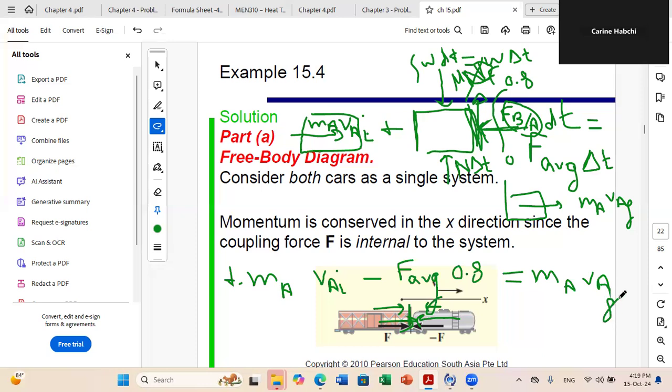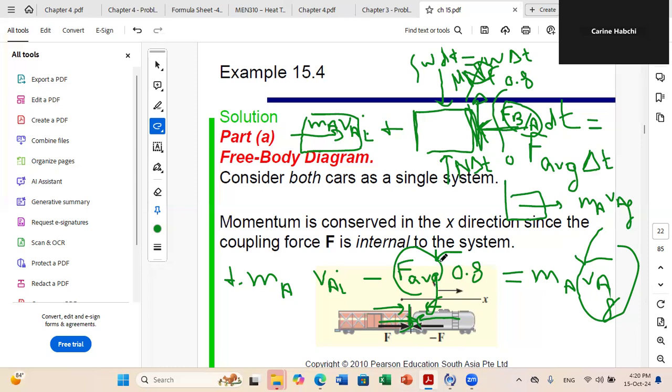They can ask you directly, find the average force between the two cars. But you cannot start directly with taking A alone, because then you have two unknowns, F average and VA final. So you need another equation. That's why you say, let me first take system A plus B. When I take system A plus B, I have one unknown because F average will be internal. I solve for VA final. And once I get VA final from conservation of linear momentum, I can take A alone to find F average.